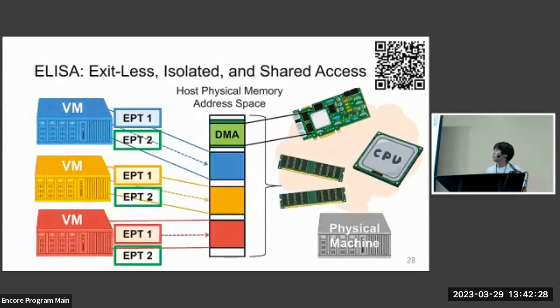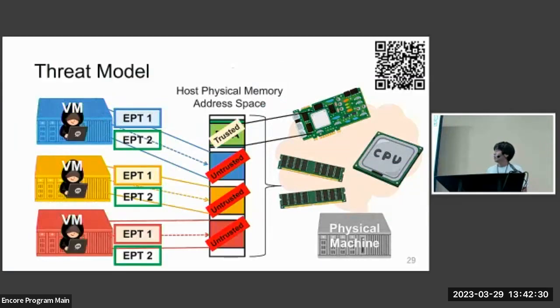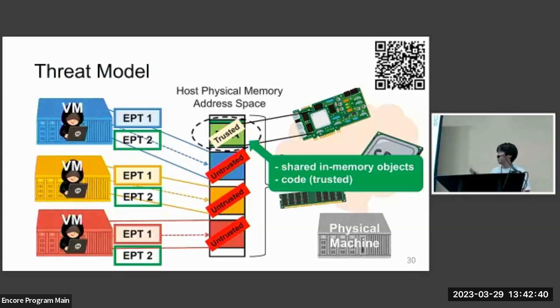Okay, so this is ELISA. This is the threat model of ELISA, and we do not trust guest VMs at all. This green part is the trusted domain for us, and here we put a shared in-memory object, called the trusted program.